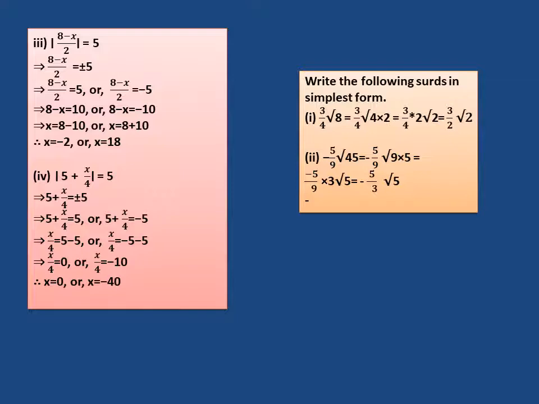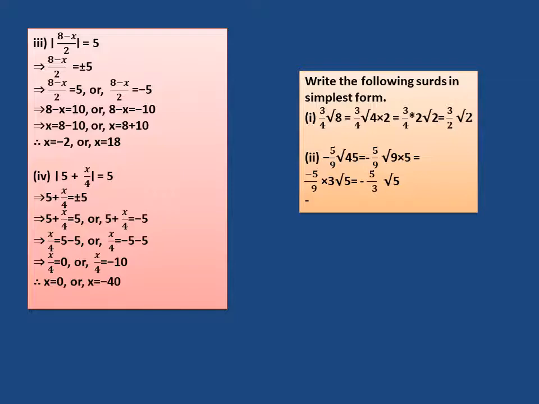In sum number 4, the modulus of 5 plus x upon 4 is equal to 5. According to the definition, when you remove the modulus sign, you will get 5 plus x upon 4 equal to plus or minus 5. Which two equations do you get? 5 plus x upon 4 equal to 5, or 5 plus x upon 4 equal to minus 5. Then the plus 5 goes to the right-hand side as minus, that is x upon 4 equal to 5 minus 5. X upon 4 equal to 0. Therefore x is equal to 4 zeros are 0.